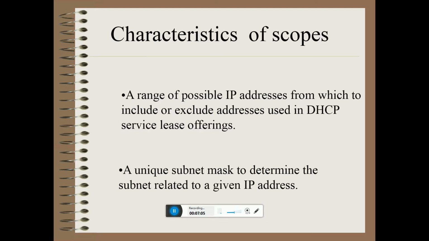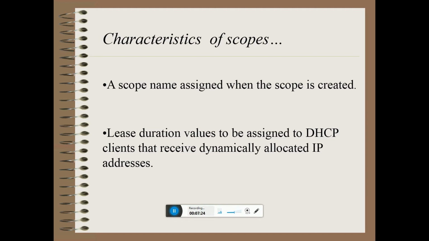The characteristics of scopes: a range of possible IP addresses, including excluded addresses, that the DHCP server leases, and a subnet mask that determines the subnet related to the given IP addresses. What are the characteristics of these scopes? The scope name is assigned when the scope is created. Lease duration values are assigned to DHCP clients that receive dynamically allocated IP addresses.